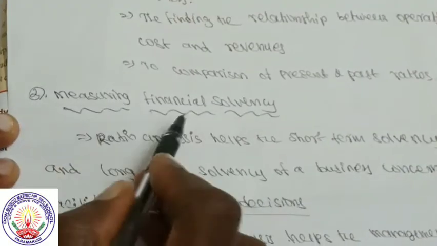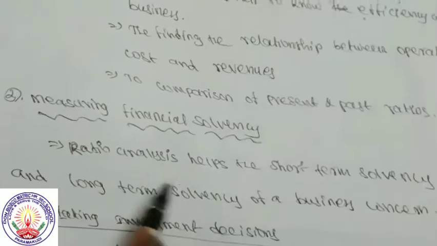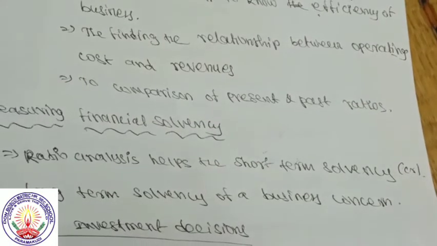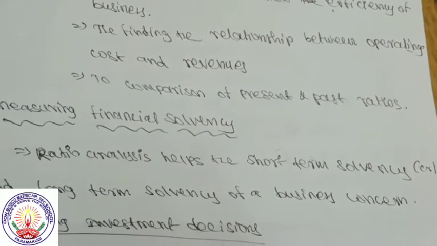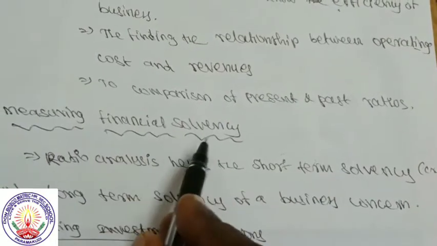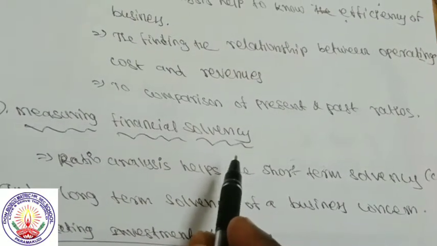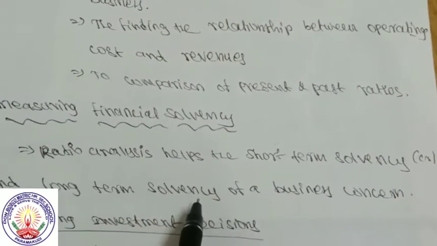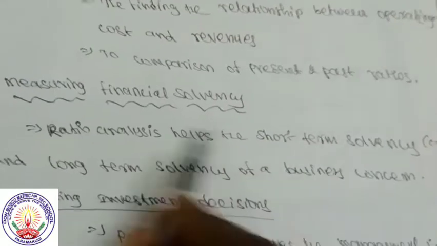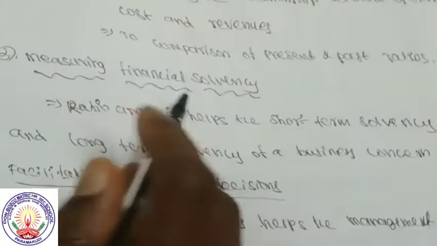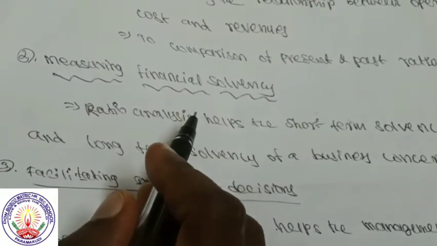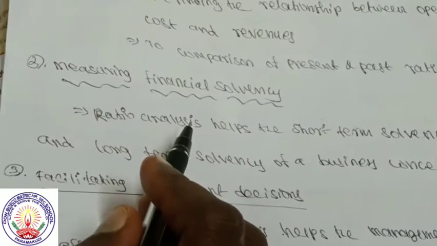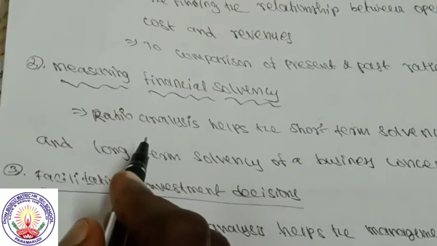Second point, measuring financial solvency. Ratio analysis helps in assessing short-term solvency. Short-term solvency means credit and loans. Short-term means less than 1 year, and long-term means more than 1 year. Financial solvency means credit facilities provided to the firm. Long-term solvency means long-term loans of more than 1 year for the business concern. Measuring means identifying the financial solvency and the credit facilities provided to the firm.